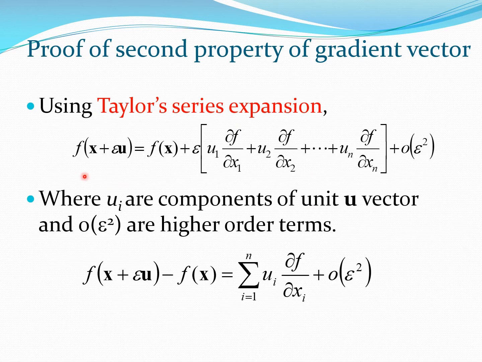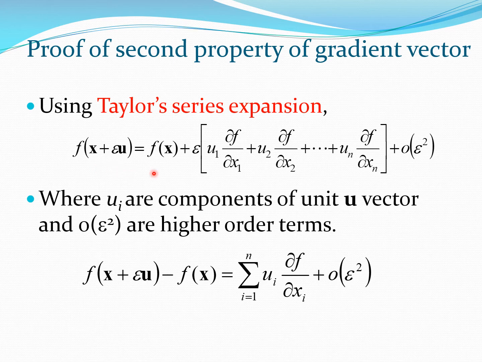So using the Taylor series expansion, f(x + εu) can be expanded out like this. The first term is f(x), then there are all these terms with epsilon: u1 df/dx1 plus u2 df/dx2 plus un df/dxn. So essentially the gradient vector times the u terms, and then further terms which are higher order terms (HOT). Now these ui are the components of the unit vector u, and the epsilon square terms are the HOT terms.